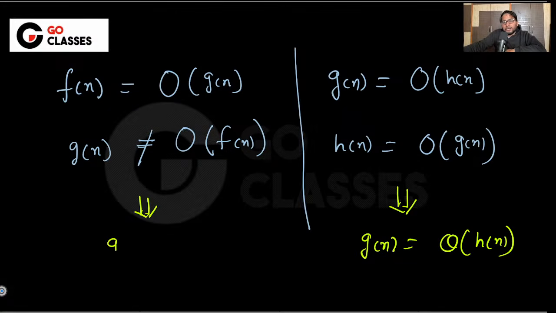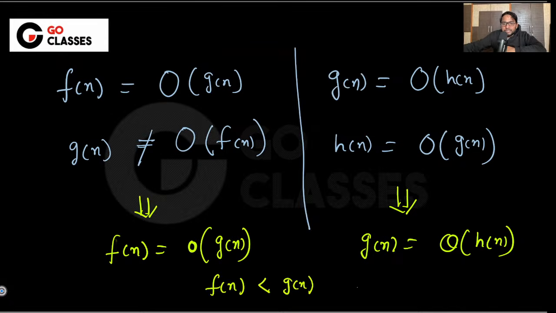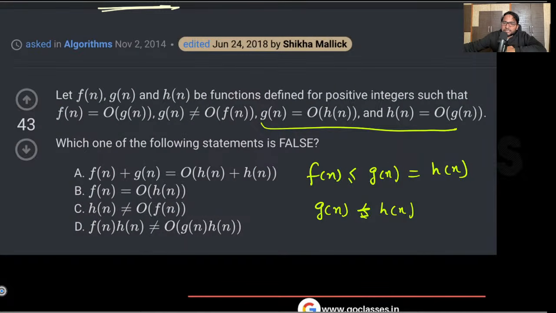Then what does this mean? They are small o. You can say Fn is small o of Gn. Why? Because they are eliminating the possibility of theta. They are saying that this is lesser than equal to, but this is not lesser than equal to, right? Which means it is strictly lesser. So you can say Fn is strictly lesser than Gn, and then Gn and Hn are equal. Now you tell me which one is the correct answer here.